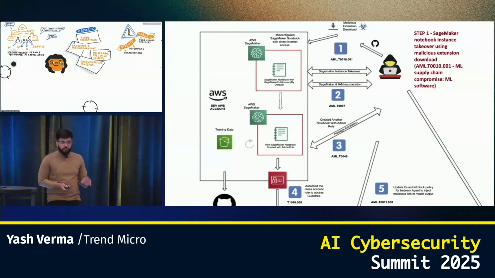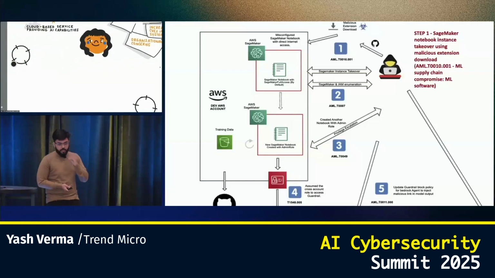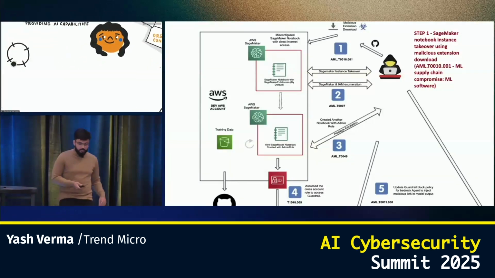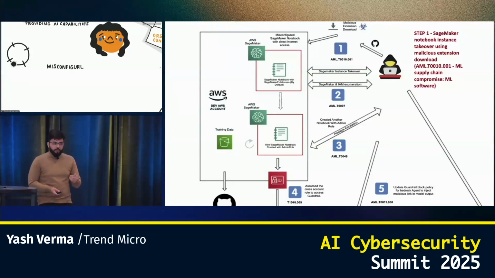As I said before, one of the developers misconfigured the notebook. One of the misconfigurations that is a big thing is that the SageMaker notebook was actually accessible over the internet. And the developer used an unverified third-party extension. The attacker had a GitHub account, and he hosted an extension, a SageMaker plugin, that was malicious. That developer downloaded that SageMaker plugin, because of which the attacker took over the notebook instance.